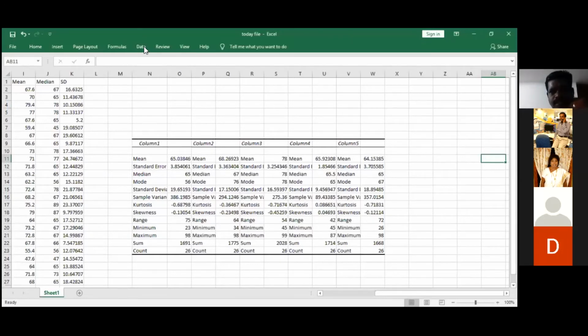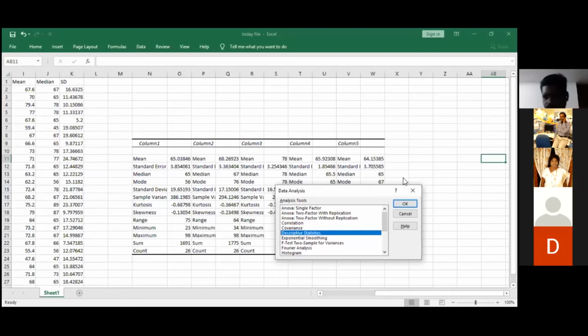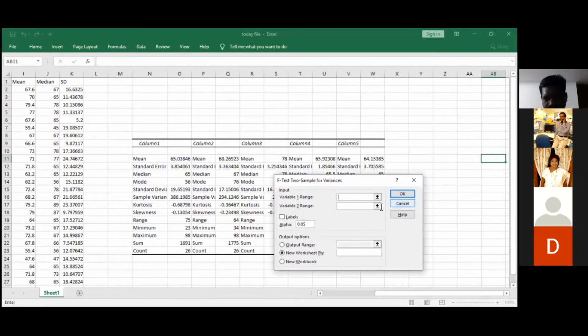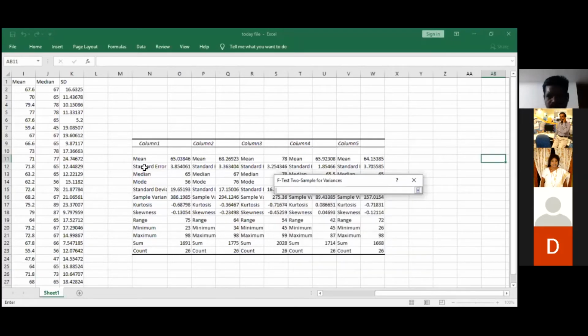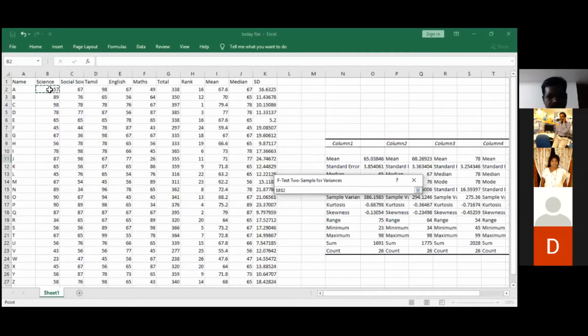Then I go to the F test. Then I go to Data, then again Data Analysis. Then F-Test Two-Sample for Variances. Click OK. Then variable range: science, science.